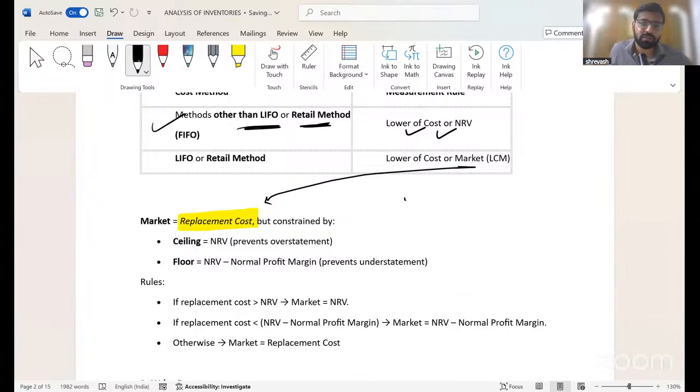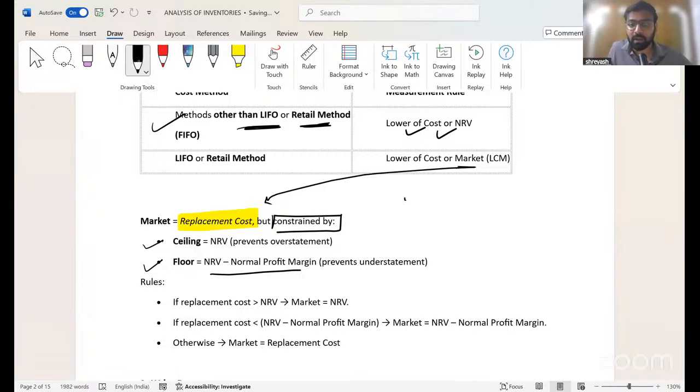But replacement cost is honestly constrained by something. What I'm trying to tell you guys is the replacement cost has a ceiling and has a floor. Meaning replacement cost cannot be more than NRV, and replacement cost cannot be less than NRV minus normal profit margin. Sir, there is a lot of confusion, you said NRV doesn't come in here, why has NRV come in here? NRV is just used here, listen to this very carefully, NRV is just used here to calculate the replacement cost floor and ceiling.